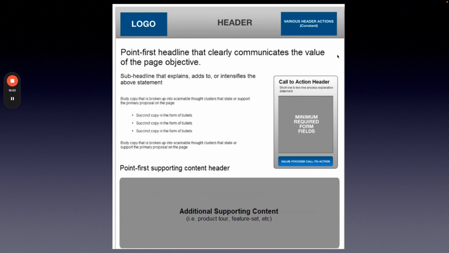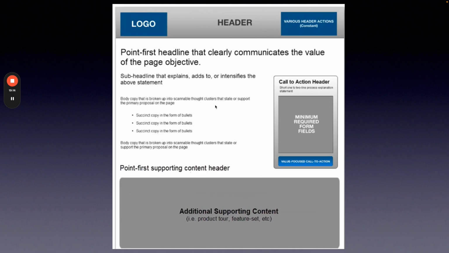Point first headline that clearly states the value of the page objective. So, get Google Ads help here. Subheadline that explains or intensifies the statement. Stop losing money. Yeah, this is where you can get a little fancy with your copywriting. Stop losing money. We've got great prices for the next 10 people, something yada yada.